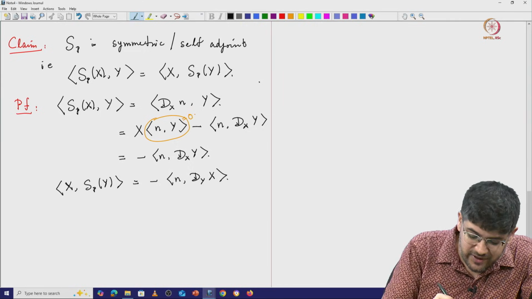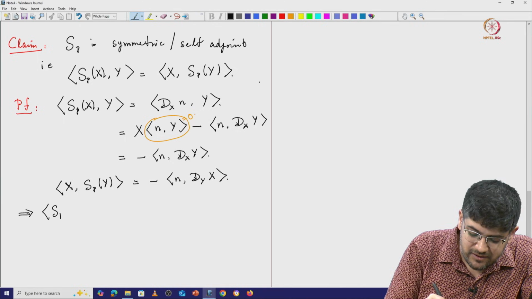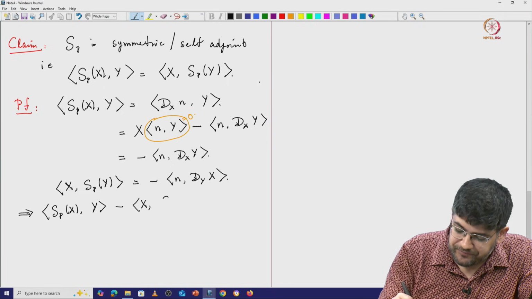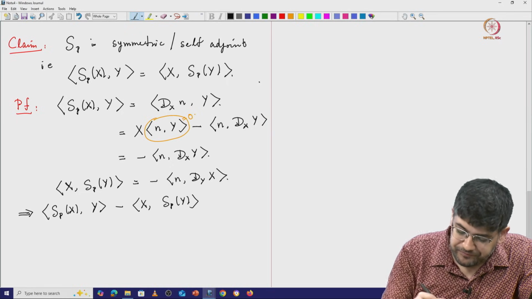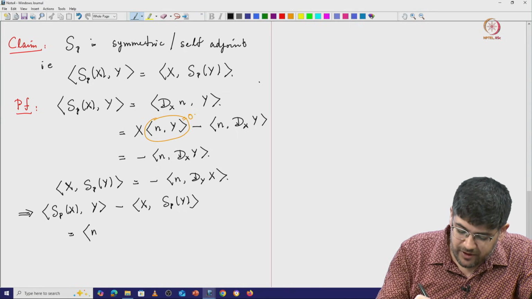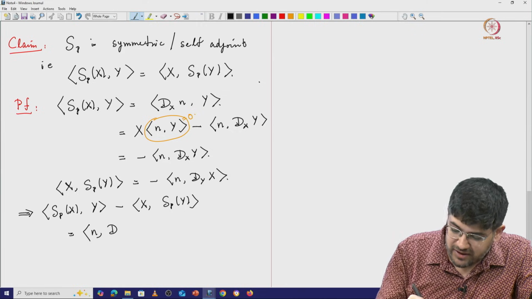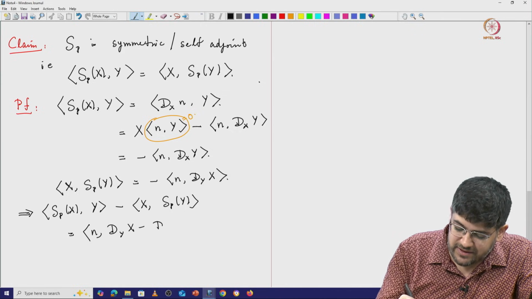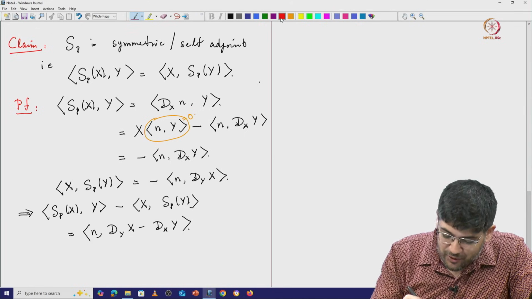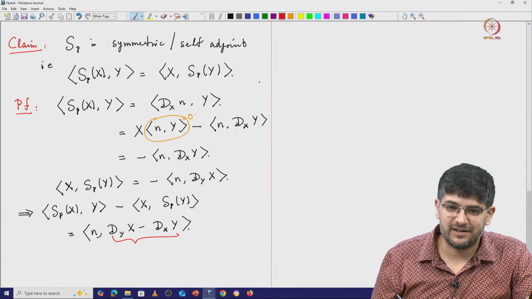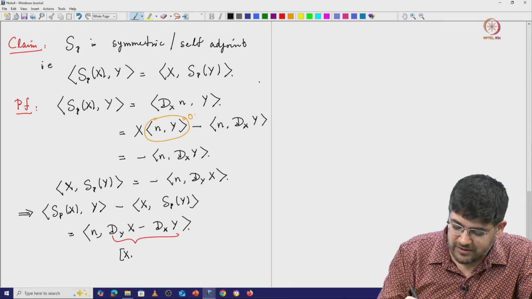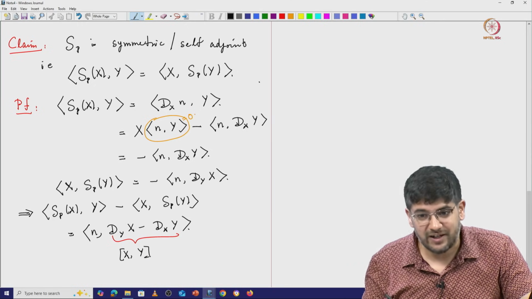So now what is the difference? So this implies that the difference in the two quantities that I am interested in is basically the inner product of n with dy of x minus dx of y. But what is this difference? It's an elementary calculation that this difference is precisely the Lie bracket of the vector fields x and y.